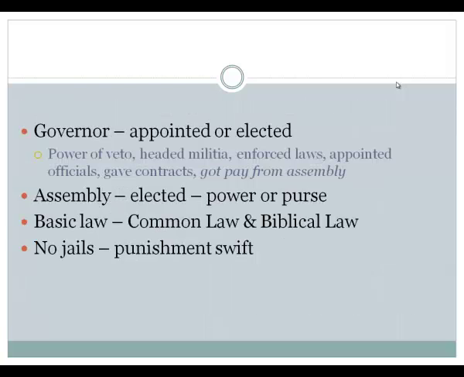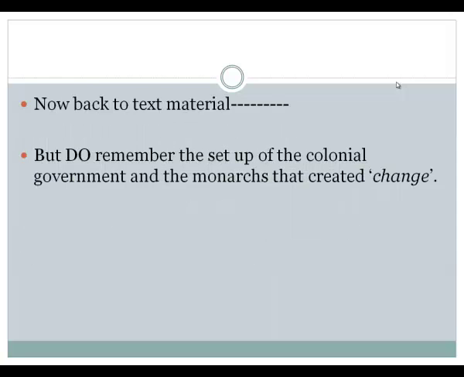The governor, whether he's appointed or elected, has a lot of power. He's got the power of the veto. He's the head of the militia. He enforces laws. He appoints officials. He gives out contracts. But he gets his pay from the elected assembly. Here again, the elected assembly has the power of the purse. The laws that were used in our country were the basic common law and biblical law. And we didn't have any jails or prisons, so if you had to go to trial for committing a crime, your punishment was very swift.